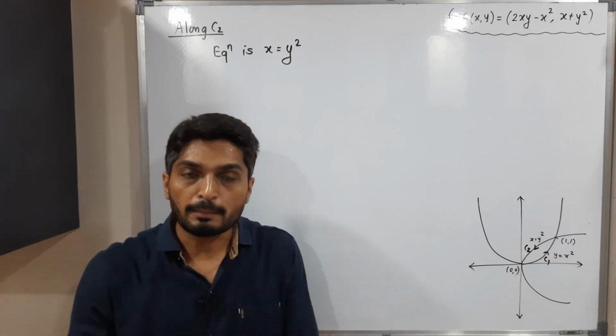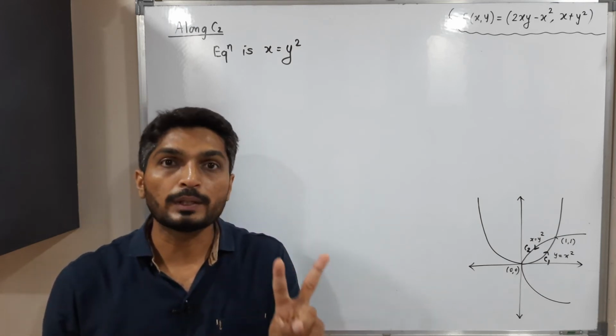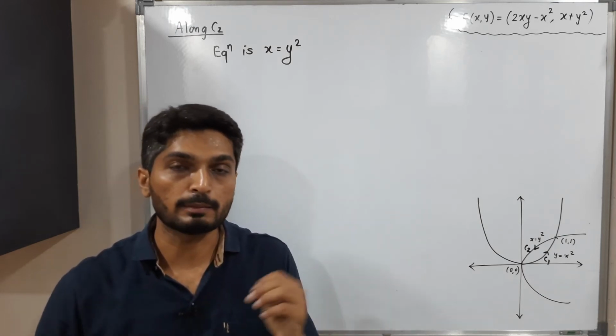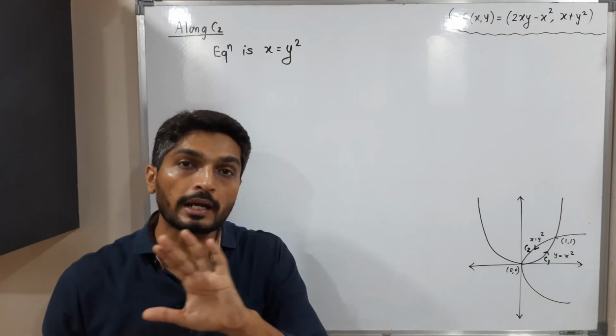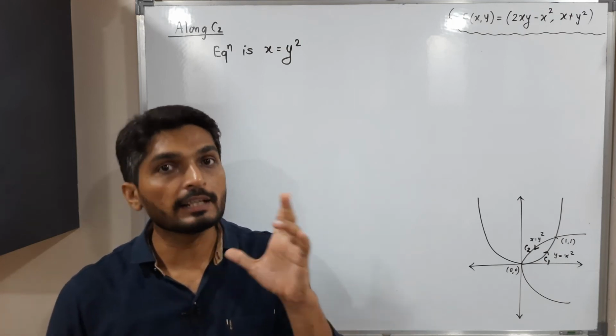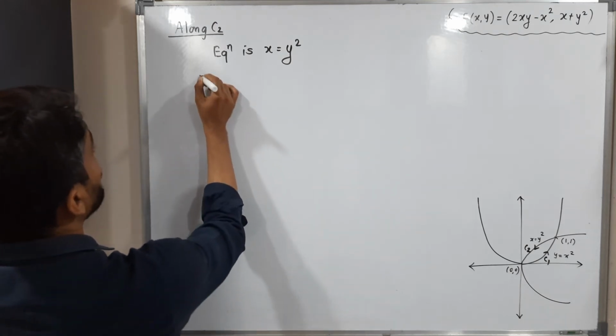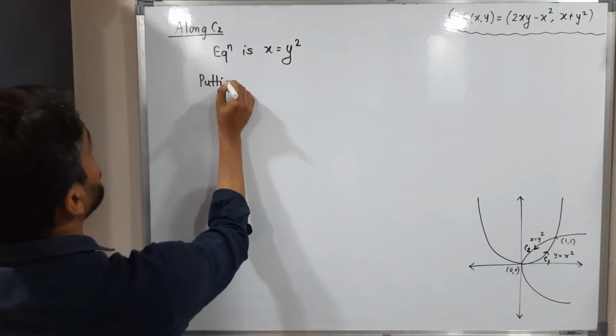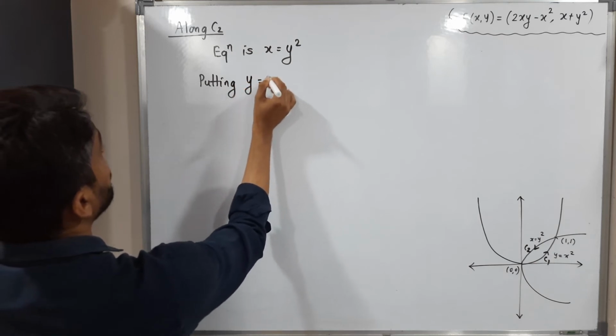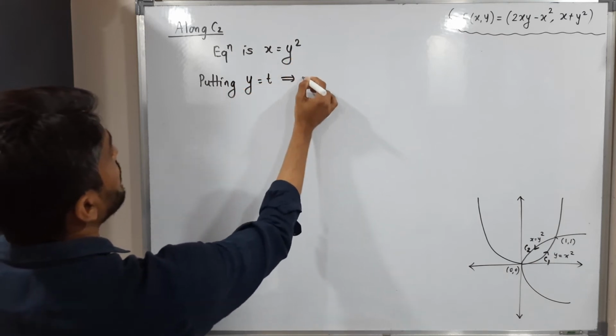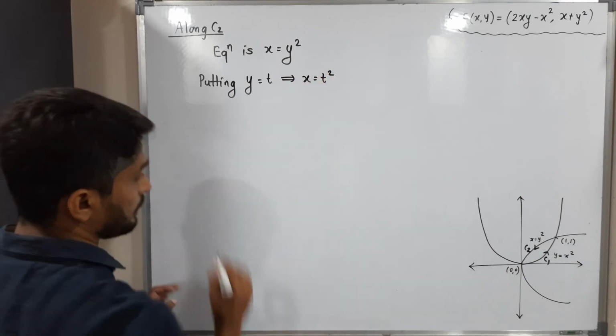See, in case of parameterization, what we do, we have 2 variables, right? Sometimes we will have 3 variables also. So we convert the entire equation in terms of a single variable. So here I'm trying to express it in terms of t. So what will I do? I am putting y is equal to t. So if you put y is equal to t, obviously x is equal to t square.